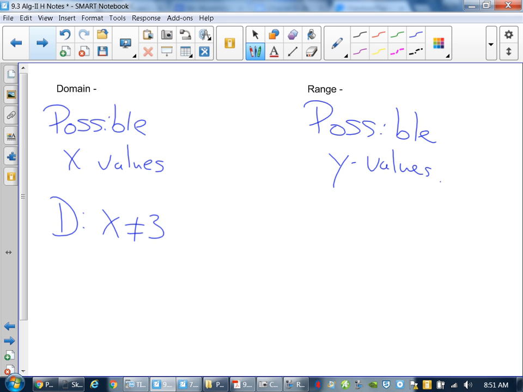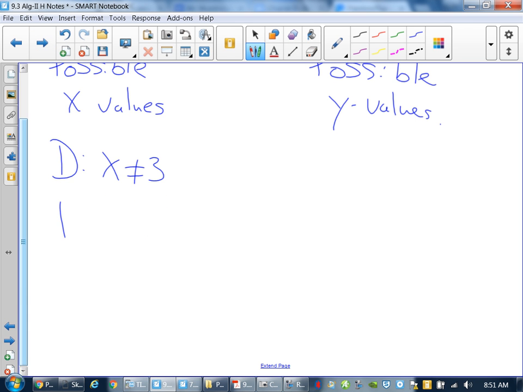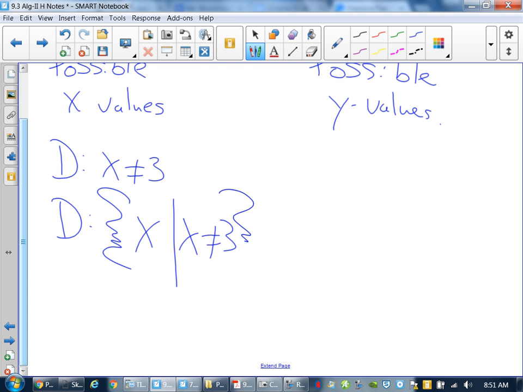Next year when you get into pre-calc, you'll write it like this. Domain: all values of x such that x cannot equal 3. And you're going to use what's called set notation.